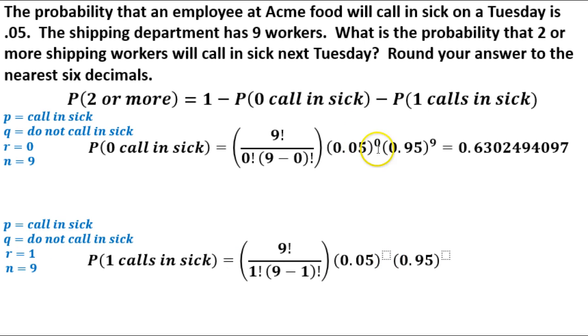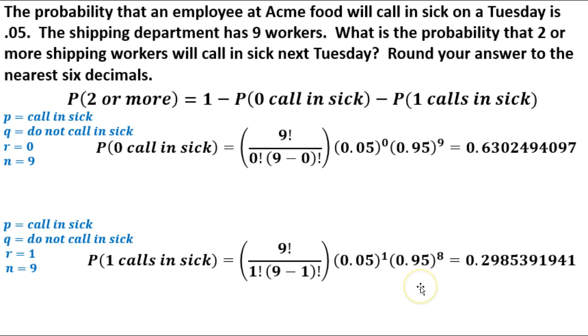The exponent for our success rate now is going to be 1. Instead of 0, now we have 1 person call in sick, which would make this 9 minus 1, which would be 8. These two exponents always have to add up to this N value, this 9. So 8 and 1 is 9, and 9 and 0 is 9. So we know we've done that one right. We just plug this one into our calculator, and we get this as our answer. I notice I haven't rounded these yet. Typically, you don't want to round until you get right to the end.